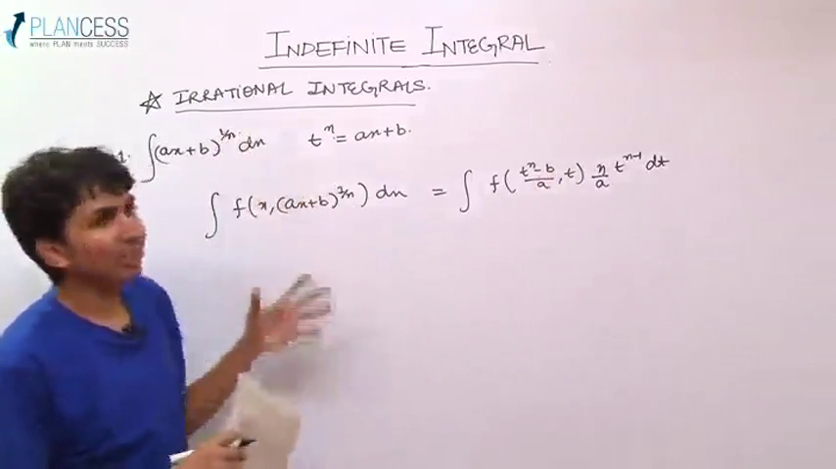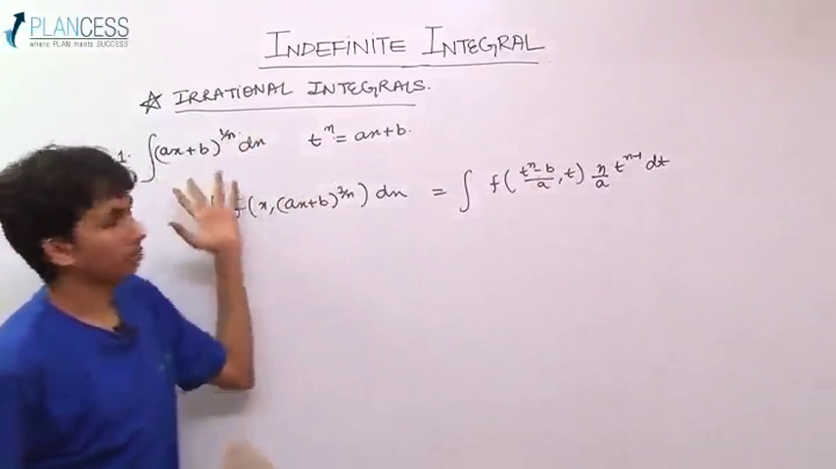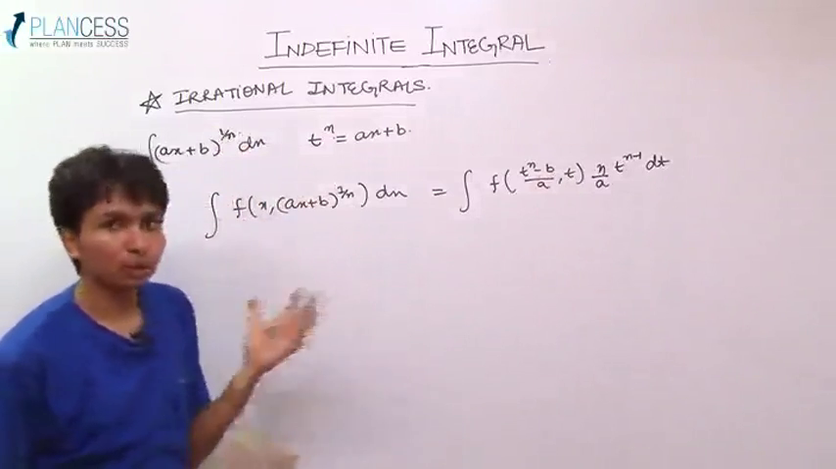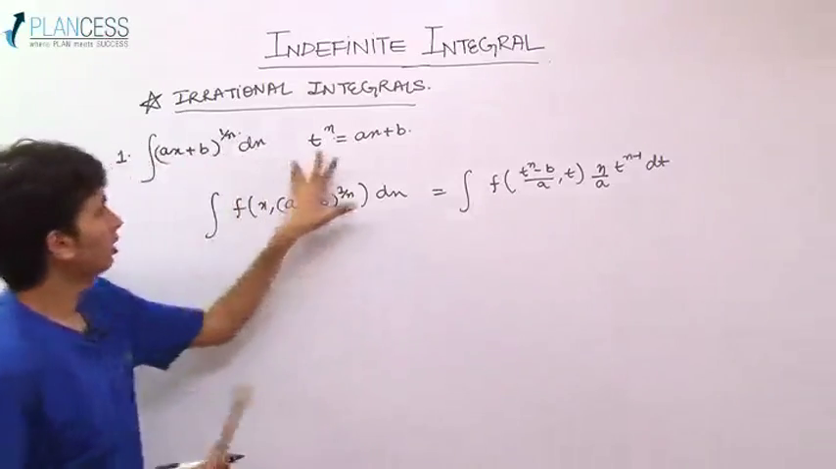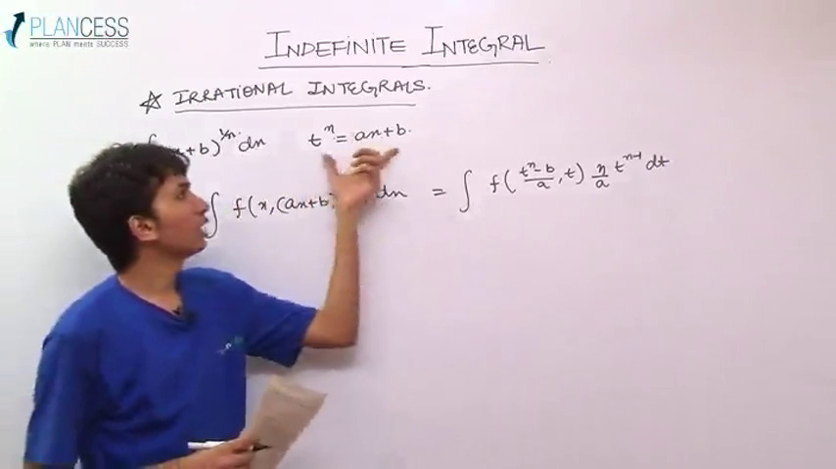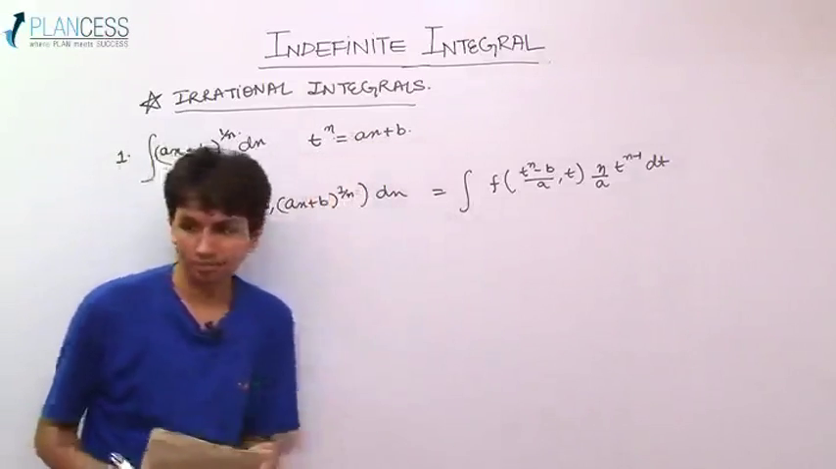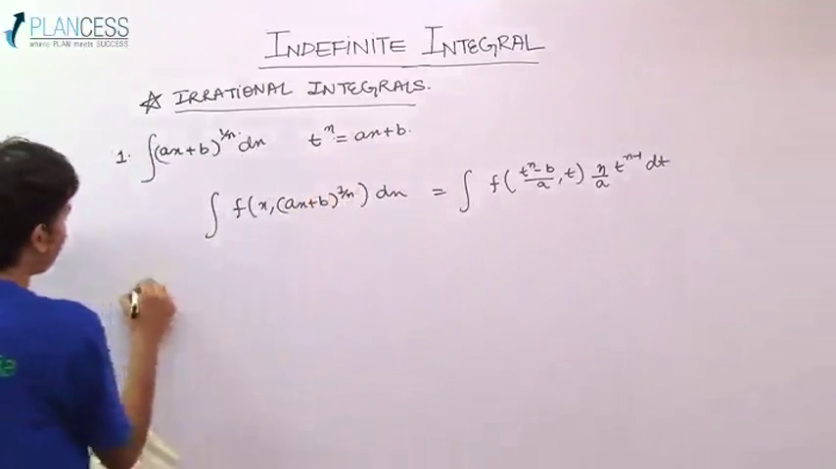The power 1 by n creates a problem, though you can use the binomial theorem, but it will go infinite to expand, but with this it becomes easier. So seeing this should strike you as substituting ax plus b as t raised to n. This is the first method.